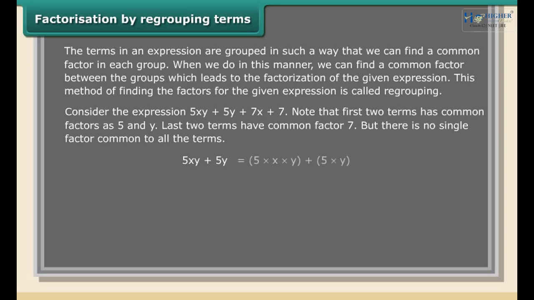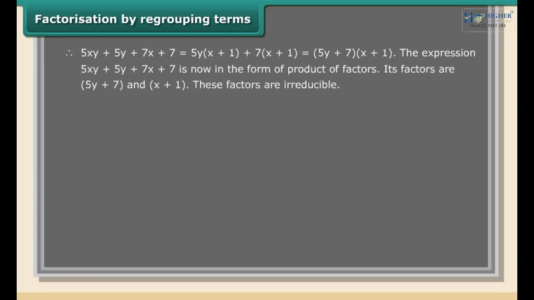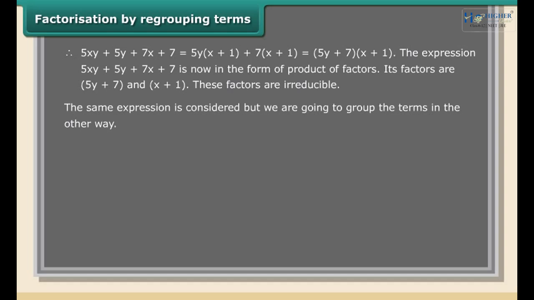5xy + 5y is equal to 5 × x × y + 5 × y, which is equal to 5y × x + 5y × 1, which is 5y(x + 1). 7x + 7 is equal to 7 × x + 7 × 1, which is 7(x + 1). The expression 5xy + 5y + 7x + 7 is now in the form of product of factors. Its factors are (5y + 7) and (x + 1). These factors are irreducible.